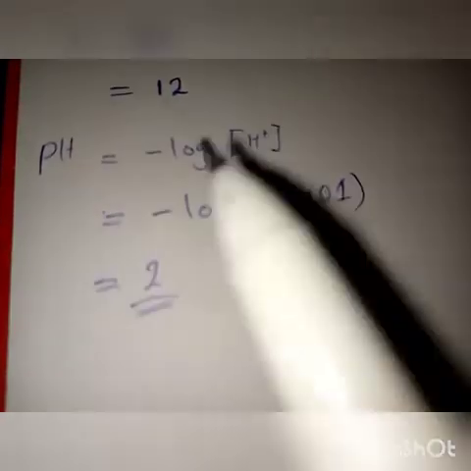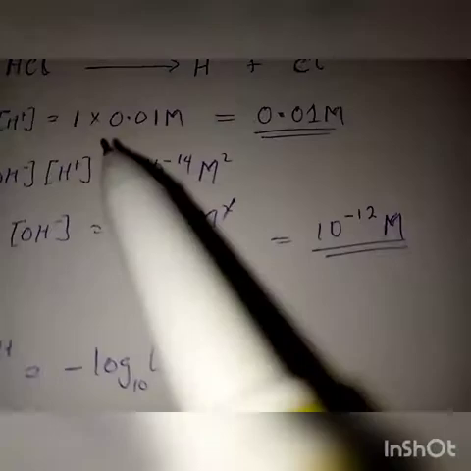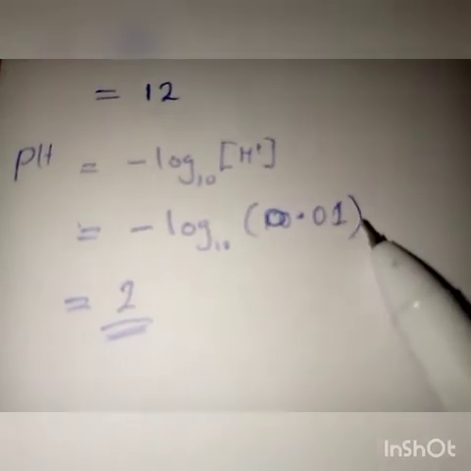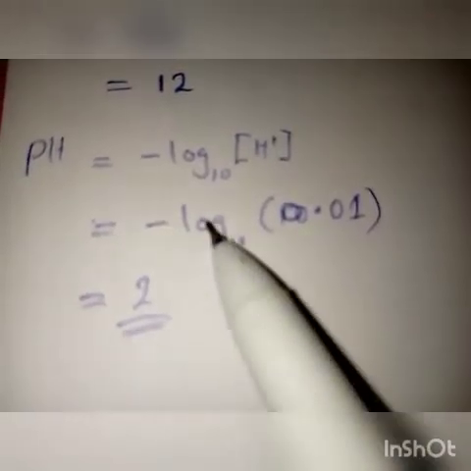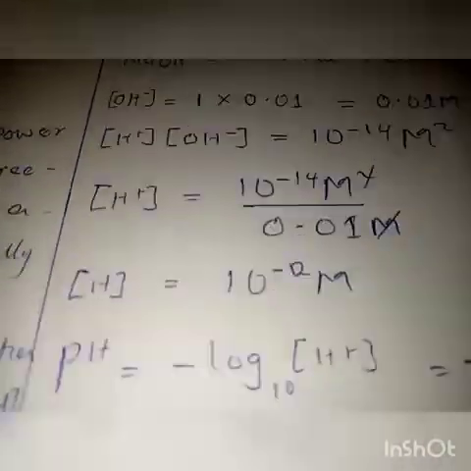So now the next thing is we look at the pH. The pH, we say it literally means negative log to base 10 of hydrogen ion concentration, and we calculated hydrogen ion concentration to be 0.01. So we can say, okay, negative log to base 10 of 0.01, which is equal to 2. So the pH of HCl is what? 2. So now let's see another one.